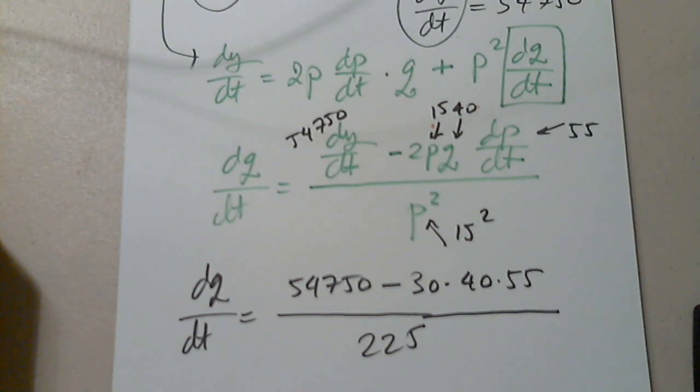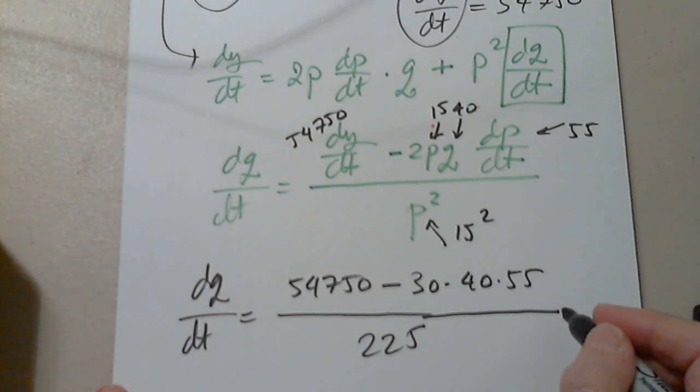That's not what I meant. I meant this. Parentheses at the top, 54750, minus 30 times 40, 1200, and then times 55, and divide by 225. So negative 50.